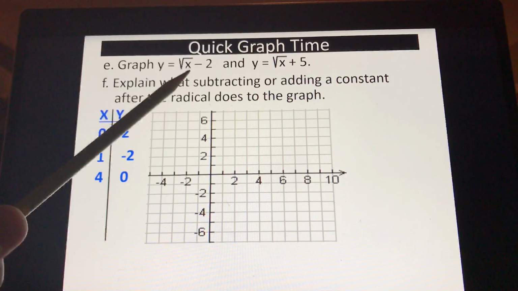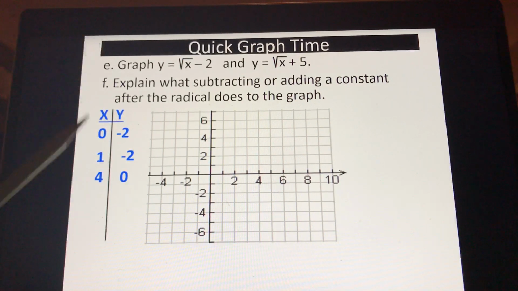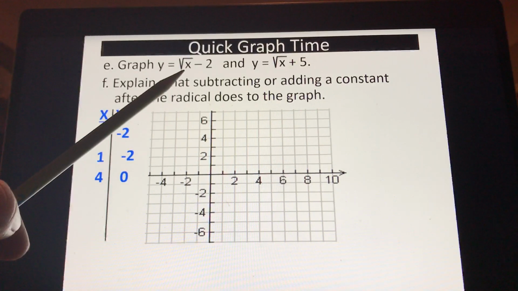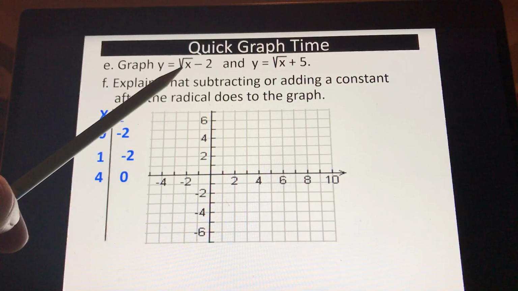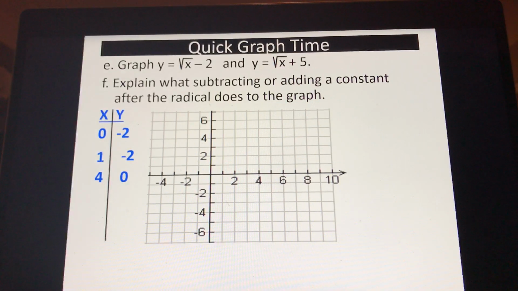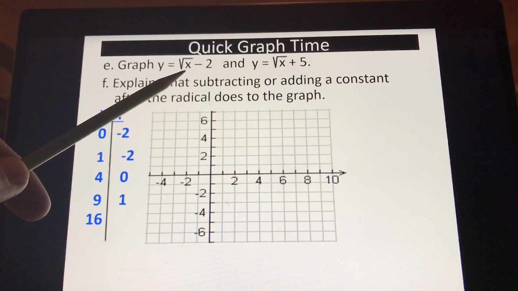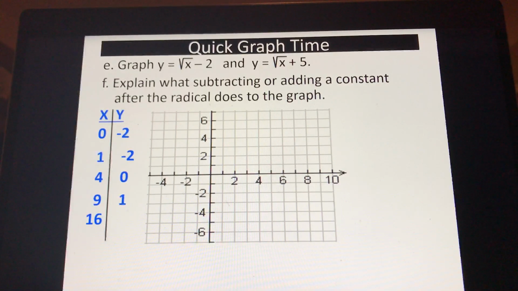What's the next good integer to plug in here? Not 5, not 6, not 7, not 8. 9 would work. The square root of 9 is 3. 3 minus 2 is 1. So now we have 4 points. That's plenty of points to graph this thing. You know, we could keep going to 16. Square root of 16 is 4, 4 minus 2 is 2, but we don't need that. It wouldn't even fit over here on the graph.